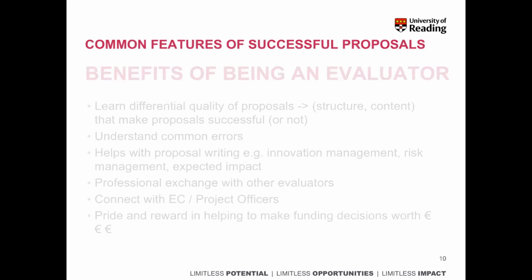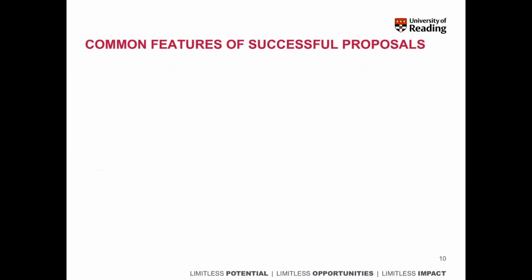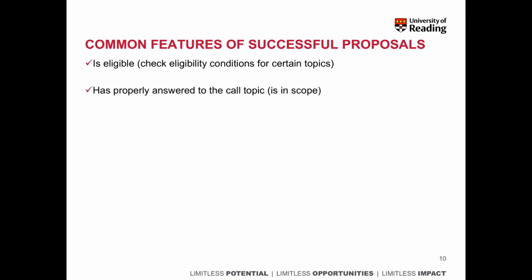So what are some common features of successful proposals? As I say, some of these perhaps are obvious things, but sometimes the obvious can't be overstated. So firstly, we heard about whether a proposal is eligible or not. It's not uncommon to see up to 10% of proposals rejected because they don't meet the eligibility criteria. So this is the worst situation. You really don't want to have your proposal rejected. So it's very important to meet these eligibility criteria to go through to the evaluation stage.